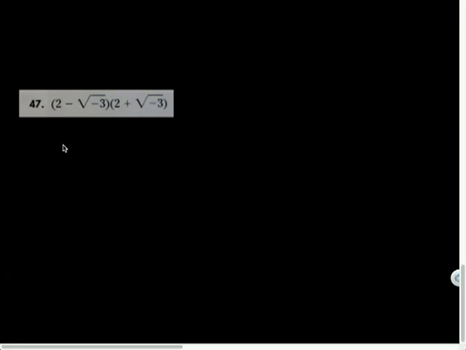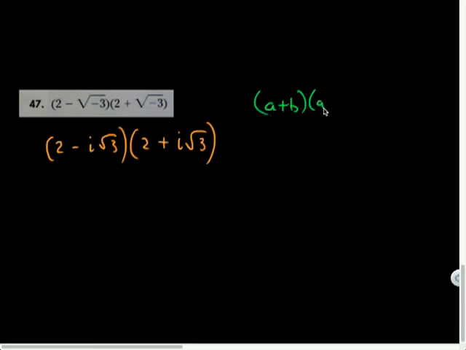Let's see. I'm going to rewrite this problem. Hopefully I have enough room here. I'm going to write this as 2 minus i square roots of 3 times 2 plus i square roots of 3. Before I multiply it, notice I just pulled the i's out. Anytime you have a square root of a negative, pull out the i. Bam. That's what you do. And someone pointed out just a moment ago a pattern. a plus b times a minus b is equal to a squared minus b squared. So in this case, a is equal to 2 and b is equal to i square roots of 3.